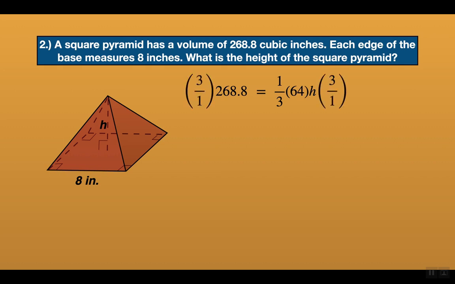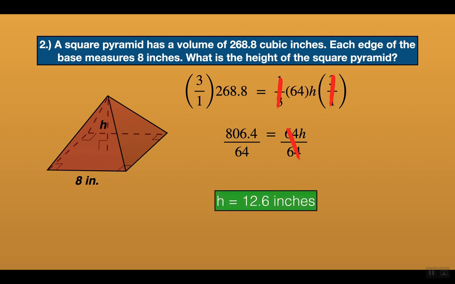And when we multiply both sides by 3/1, that's going to cancel out the fractions on the right-hand side of the equation. On the left-hand side, we're going to multiply 3 over 1 times 268.8, which is the same as multiplying by 3. And that's going to give us 806.4 equals 64h. We're still trying to solve for h, so that means that we have to get rid of the 64 and move it to the other side of the equation. We're going to do that by dividing both sides of the equation by 64. When we do that, 806.4 divided by 64 is going to give us our answer, which is that the height of the pyramid is 12.6 inches.